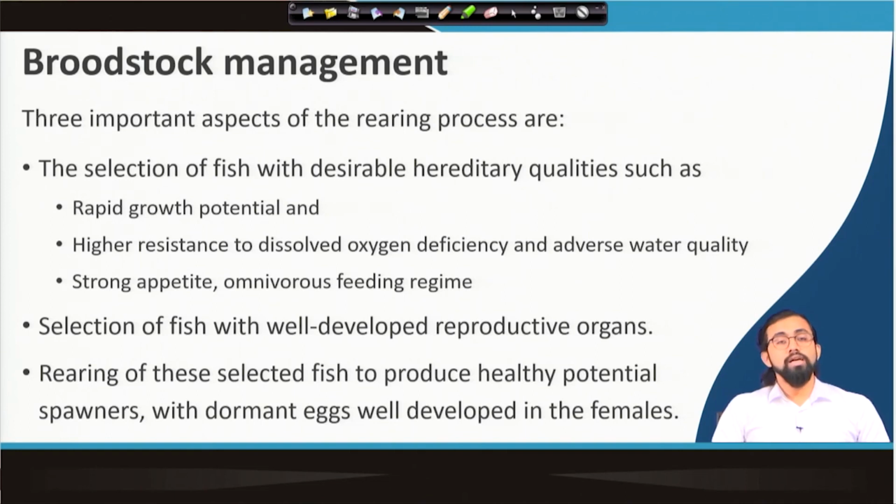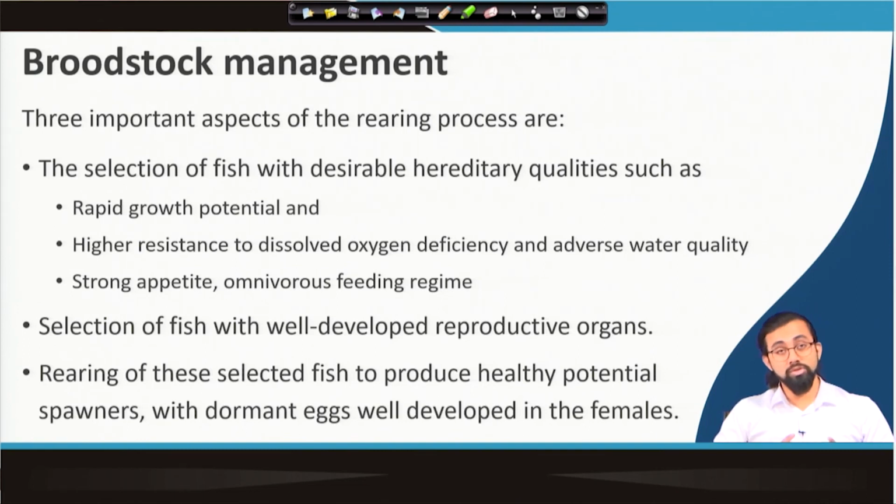Next thing that we'll be discussing is broodstock management. There are a couple of important aspects that we need to take care of during the rearing process. The selection of fish with desirable hereditary qualities like rapid growth potential. It should have a higher resistance to dissolved oxygen deficiency and adverse water quality. It should have a strong appetite and omnivorous feeding regime. So once you have these qualities, then you go for choosing that fish.